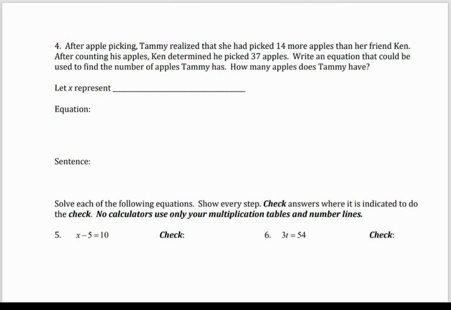All right, just so the bell doesn't ring on us. Hopefully everyone got X correct. What does X represent? Number of apples, even more specific, number of apples Tammy picked. Tammy, exactly, okay? Number of apples Tammy has.